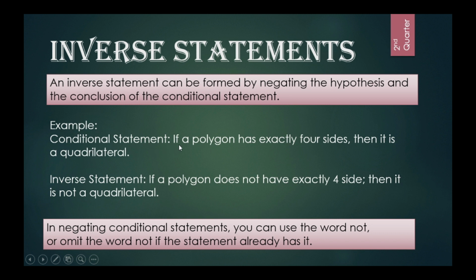Conditional statement, if a polygon has exactly 4 sides, then it is a quadrilateral. So, paano natin i-negate yung polygon that has exactly 4 sides? And then, yung idea na it is a quadrilateral. Paano natin i-negate? I-contradict. So, we have now the inverse statement. If a polygon does not have exactly 4 sides, then it is not a quadrilateral. So, what did you observe in our inverse statement? Very good. Nagkaroon na tayo ng mga negation words like not.